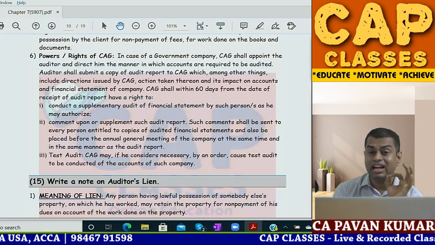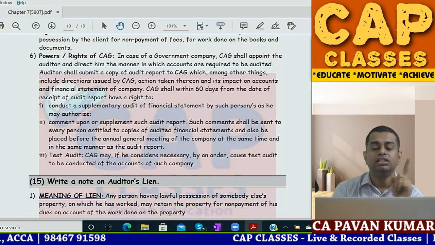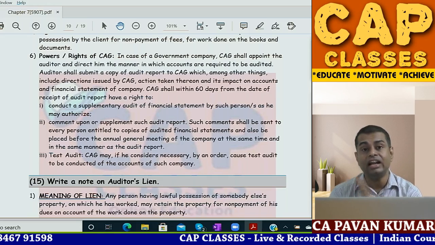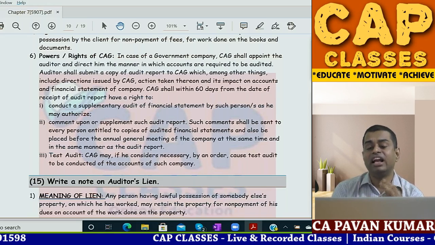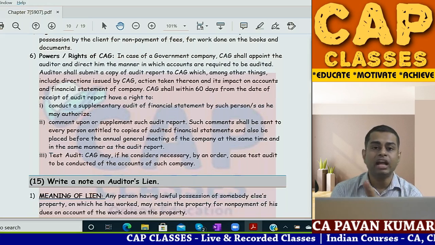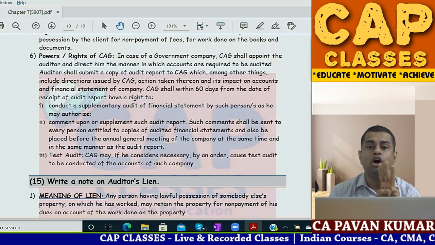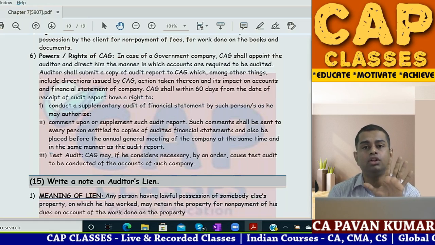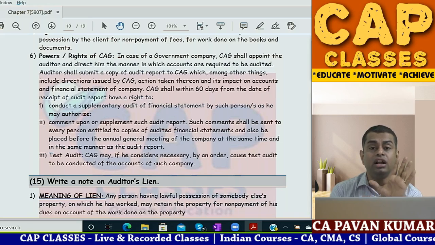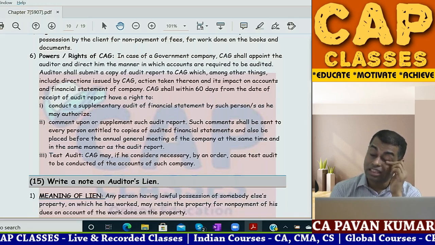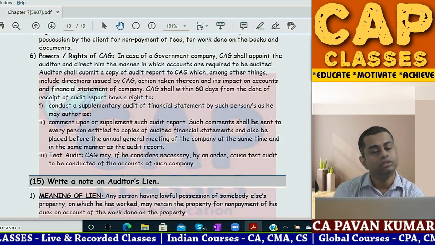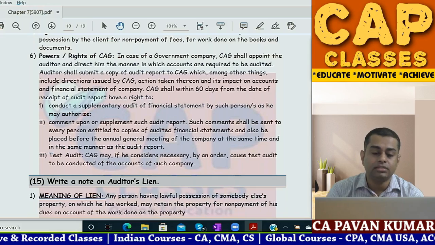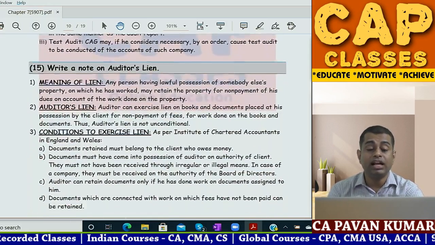1. In the context of government company audit, C&AG can appoint the auditor. 2. C&AG can give directives or guidelines to the auditors on the manner in which the government company audit is to be carried on. 3. C&AG will have the right to receive the audit report. 4. C&AG can ask for additional information. 5. C&AG can appoint another team of auditors for supplementary audit or test audit, you call it. They can do sampling audit, test audit they can do. These are the rights. So the auditor's lien is over, the rights of the auditor is over.